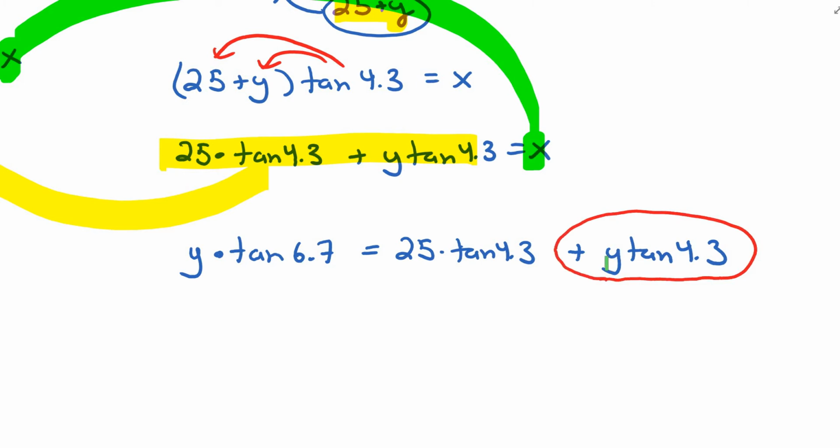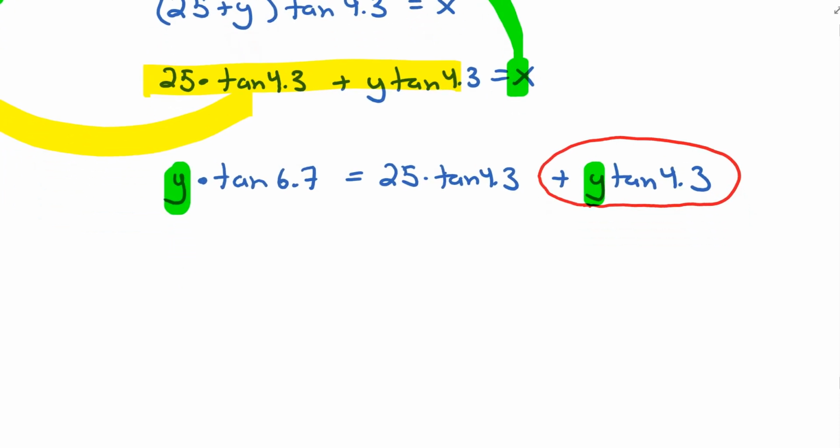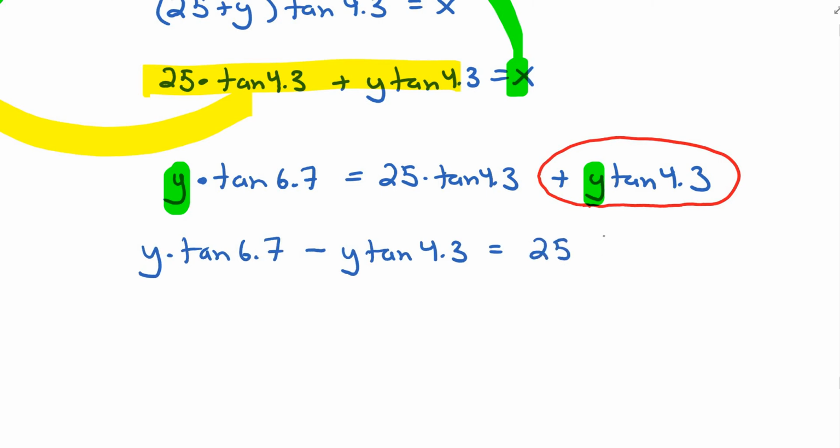And the reason for that is because there's a y variable here and there's a y variable there. So you want to make sure that all the variables are on one side of the equation here. So this is going to be y times tan of 6.7 minus y of tan of 4.3 equals 25 times tan of 4.3.